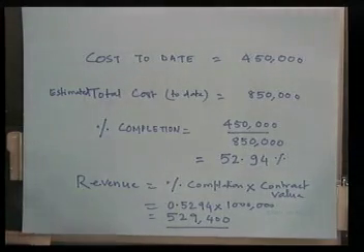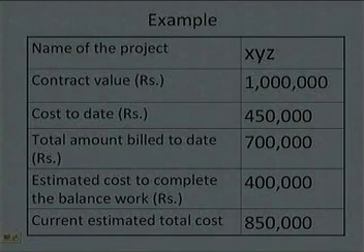See, we have taken one small example in which we are given the following data. If you look at this particular slide, the name of the project is given as XYZ, contract value is given to be 1,000,000, cost to date that has been worked out is 450,000, total amount billed to date is given to be 700,000. The estimated cost to complete the balance work is 400,000.